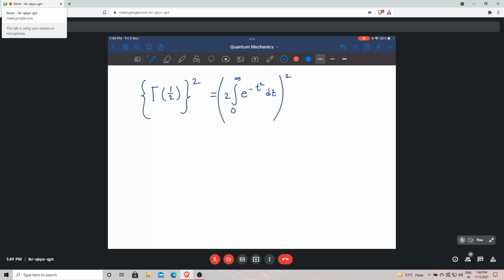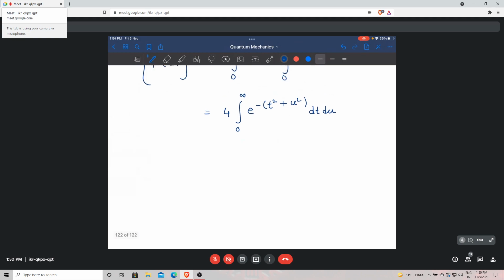Now instead of the square, I can write this function twice: the integral 0 to infinity of e to the power minus t square dt, and for the second one, just as a different notation, I call it e to the power minus u square du, because this is a mere integration variable and does not alter anything. As they are decoupled, I can write it as e to the power minus t square plus u square, dt du, right?